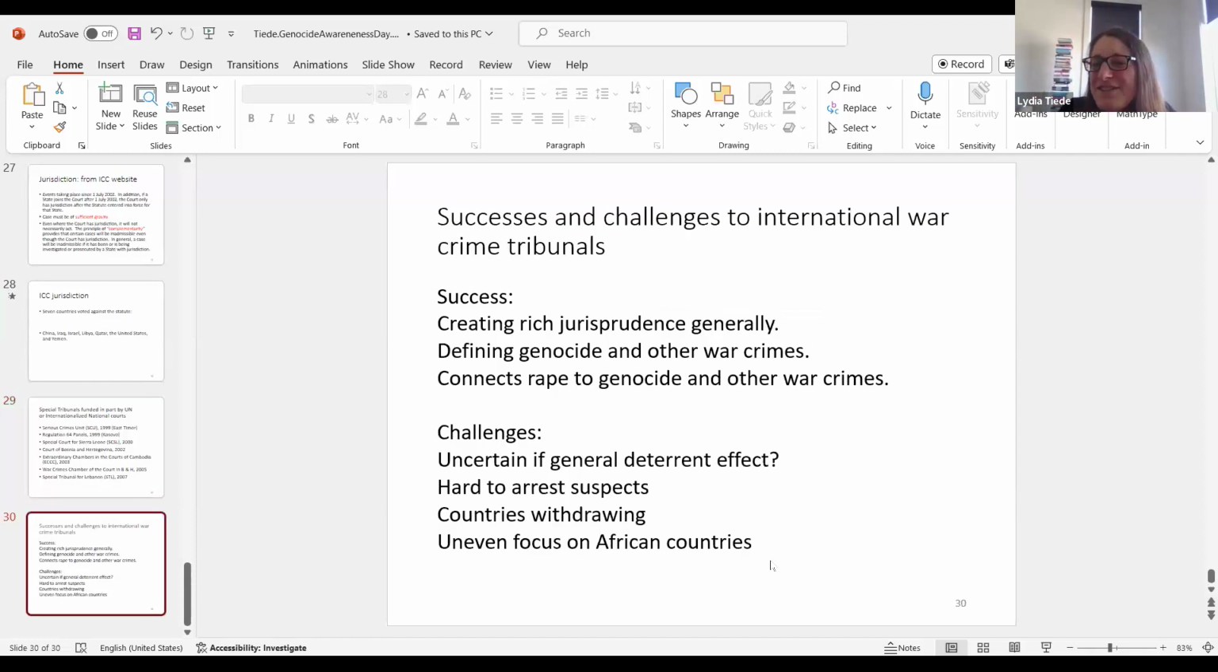And so some of the success and challenges, just to finish up. So again, it creates really rich jurisdiction. We're having case law now that defines what is ethnic cleansing, right? That might be something that's lesser than genocide.